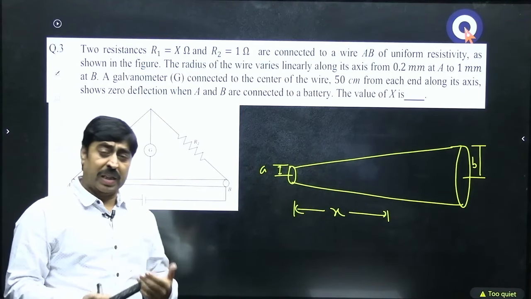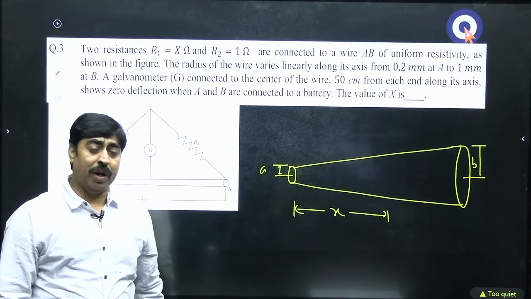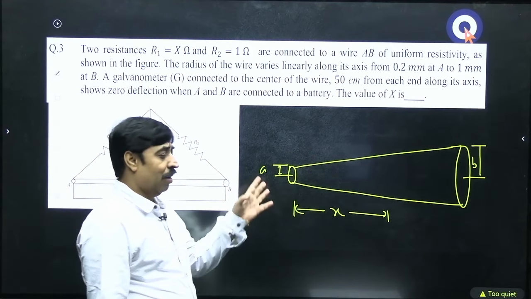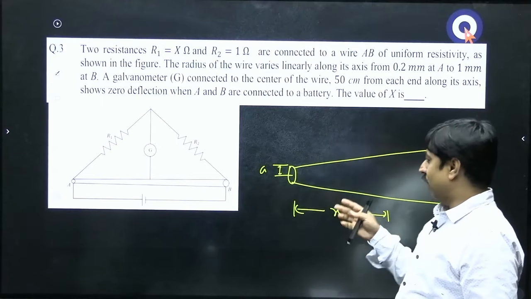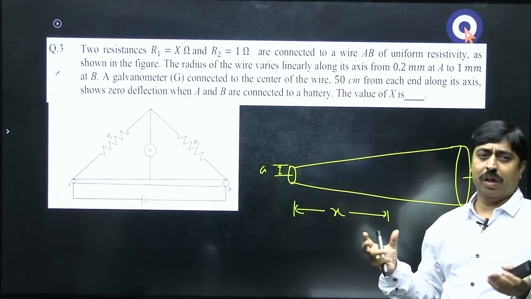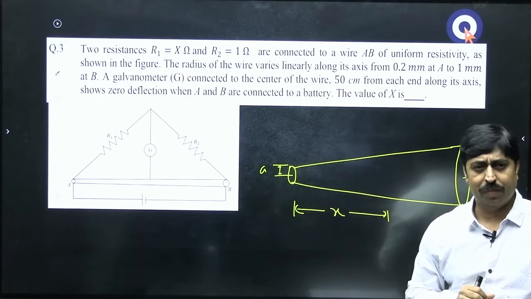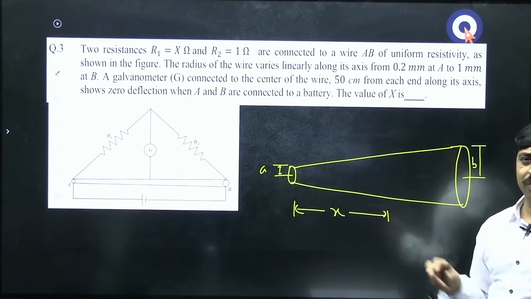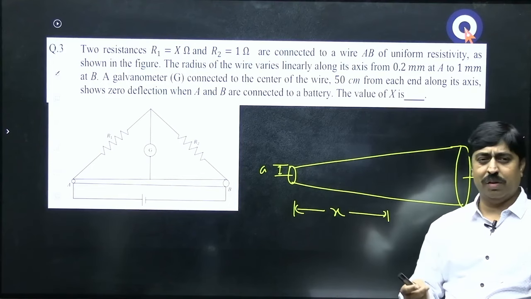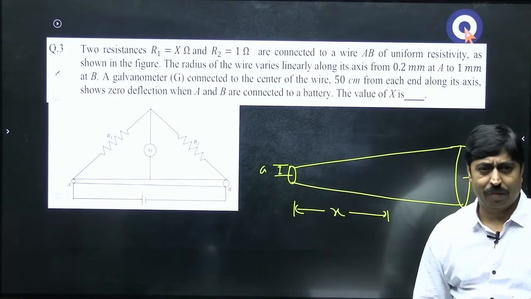As I said, many of you who prepared really well for the JEE Advanced exam must have solved this kind of question. I mean, they must have calculated the resistance of this kind of conductor, this kind of piece of conductor. So, when you are aware of how to find the resistance of this kind of conductor, this question is pretty trivial, I would say.